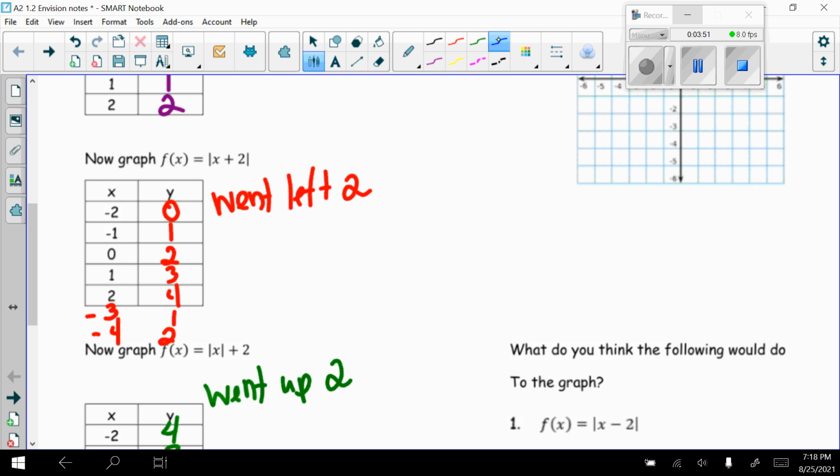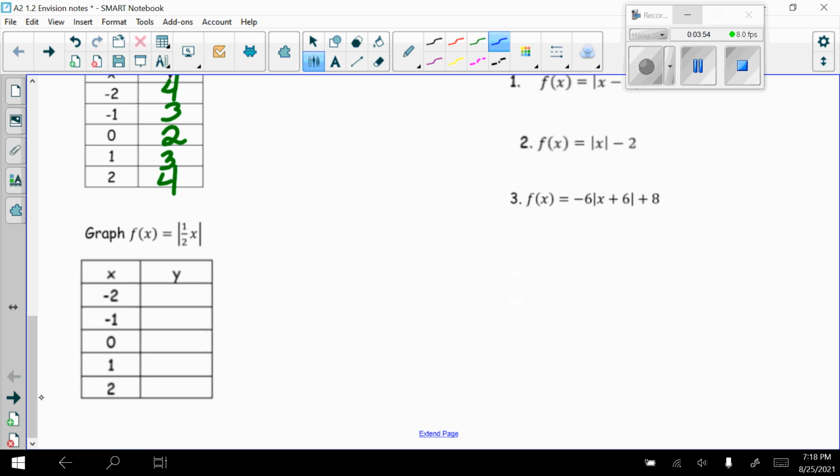I'm going to switch colors again. And now we're going to do f of x equals 1/2 x, absolute value of all of that. When we have a number inside, absolute value or inside parentheses, this is a horizontal change. We're dealing with the horizontal, okay? We'll see what I'm talking about here in just a minute. So if I plug in -2, 1/2 of -2 is -1, the absolute value is 1. 1/2 times -1 is -1/2, but its absolute value is 1/2. 0 is just 0. 1 times 1/2 is 1/2. 2 times 1/2 is 1.